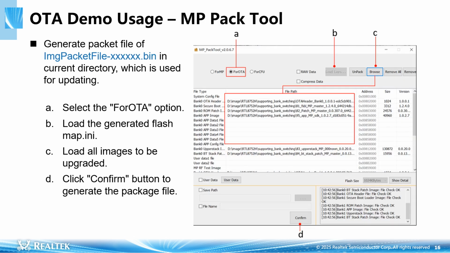Next, I'll explain how to use the MP-Pack tool to generate a package file. To begin, select the For OTA option to ensure that the generated file is suitable for OTA upgrades. Then, load the generated flashmap.ini file. Next, click the Browse button to load all the image files that need to be upgraded. Finally, click the Confirm button to generate the package file. By following these simple steps, you can successfully complete the generation of the package file, ensuring full preparation for the upcoming OTA upgrade.